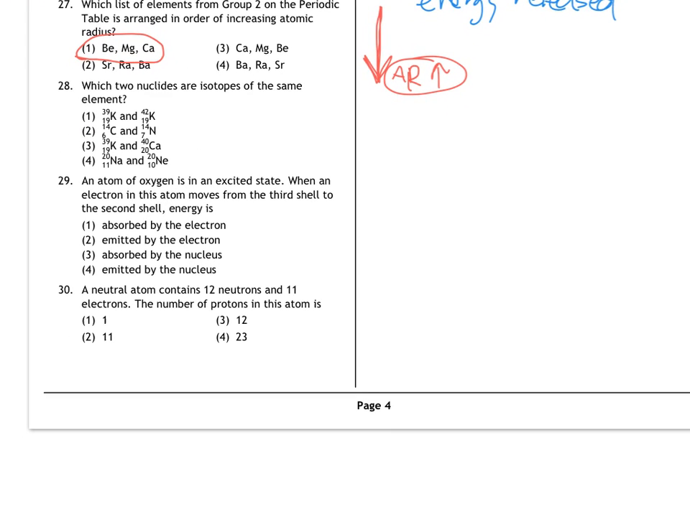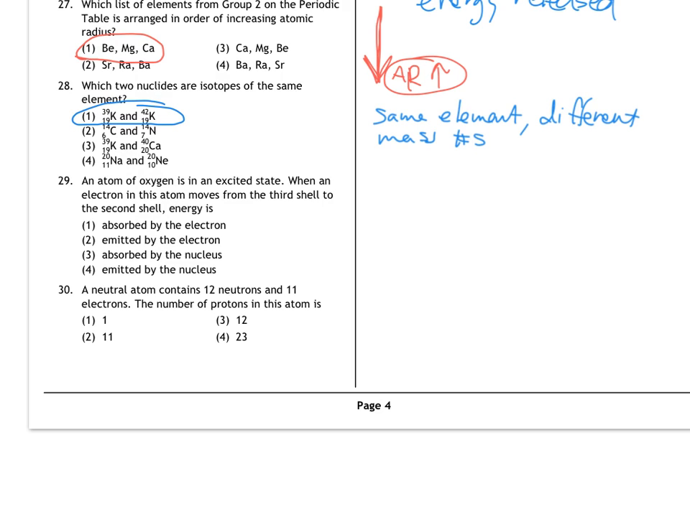28. Which 2 nuclides are isotopes of the same element? So it has to be the same element, and they have to have different mass numbers in order to meet the definition of isotope. That's going to be number 1.